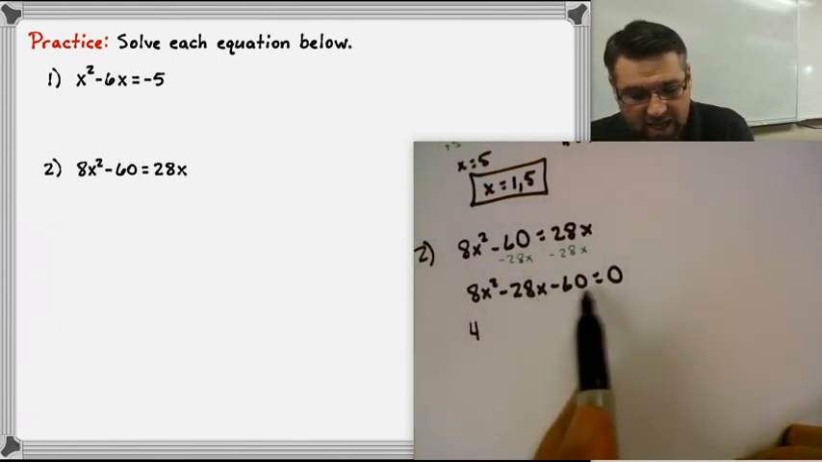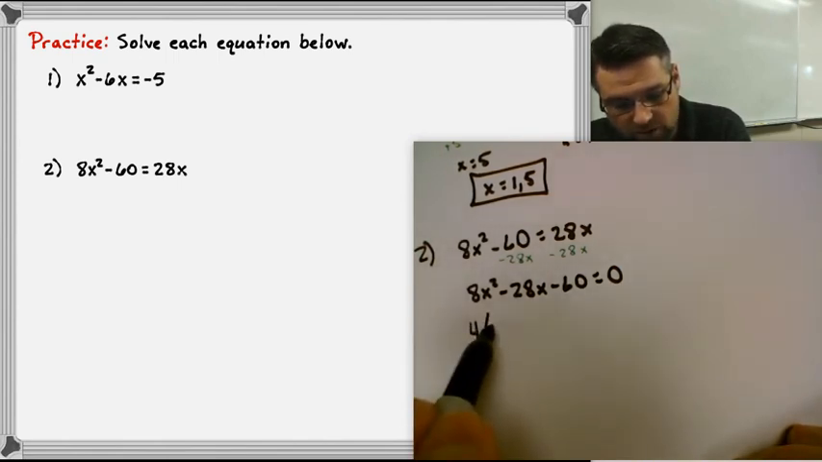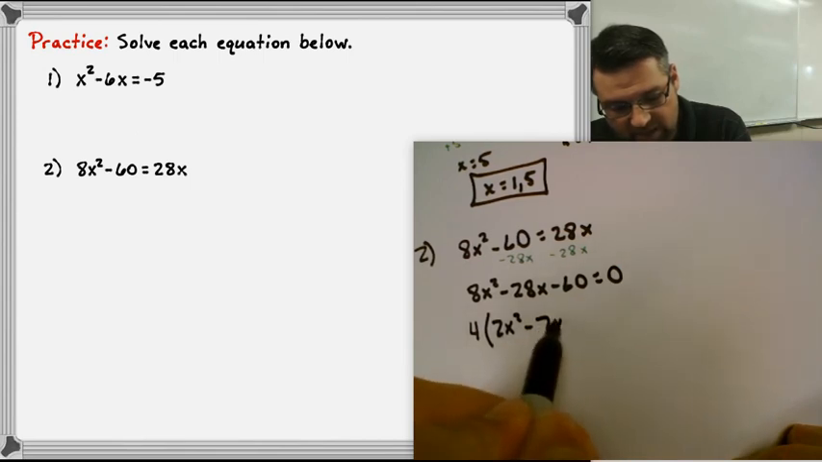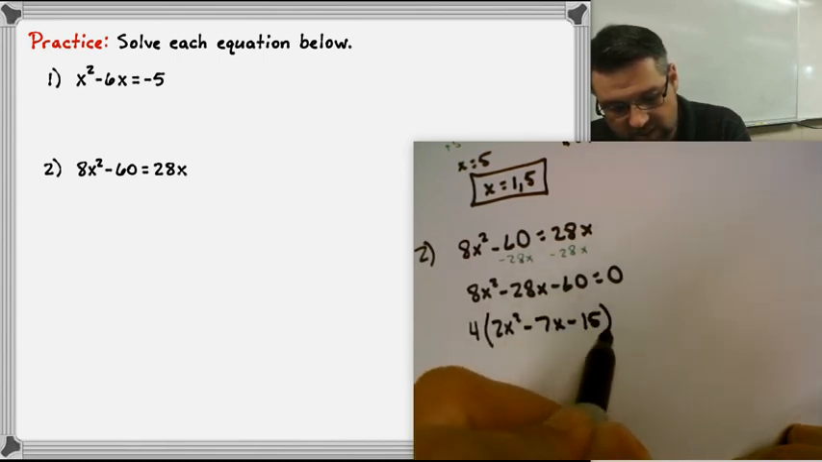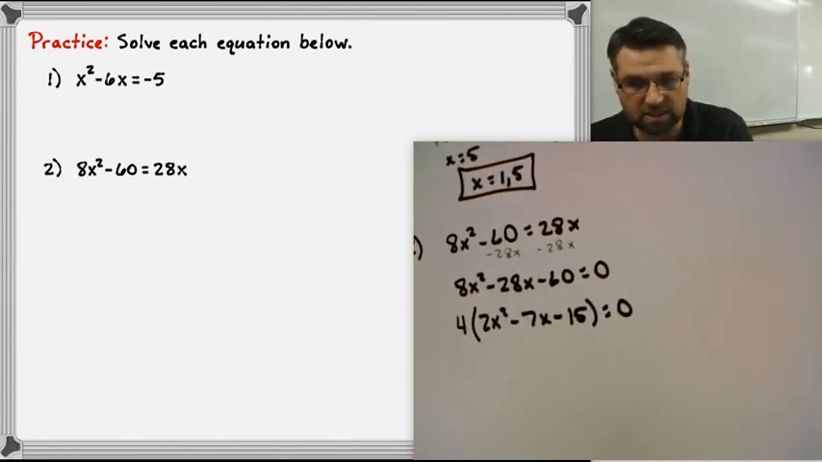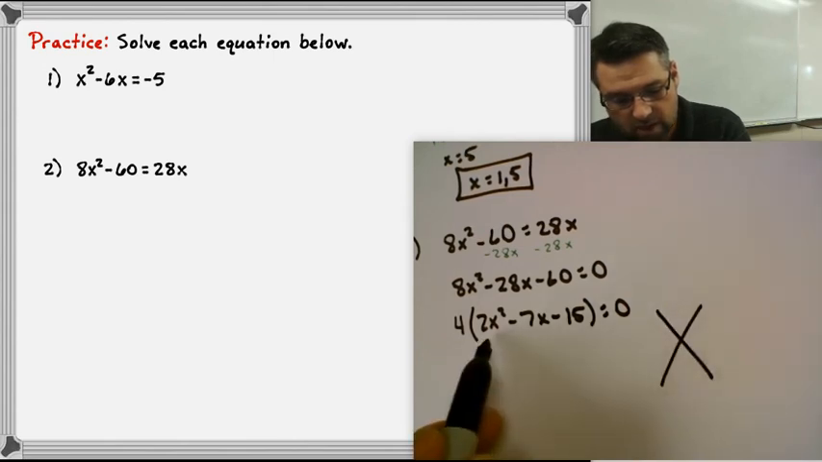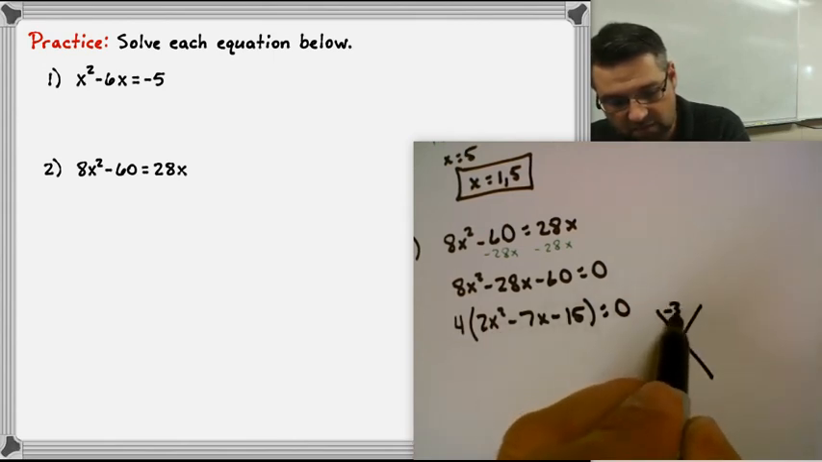We can't take out an x out of all of them because they don't all have an x. So let's figure out what's left over. 4 times 2x squared minus 7x minus 15. If I distribute that, I'll get the 8x squared minus 28x minus 60. Now I'm going to go through the factoring because these are bigger numbers here. A times c would be negative 30.